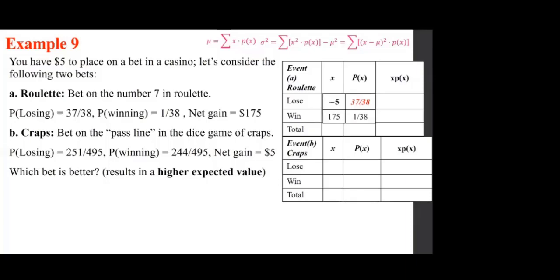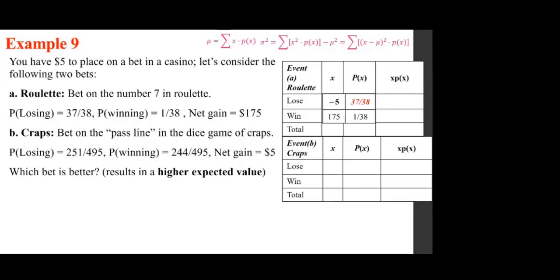That means the $5 that we put in, however much we play, $10, whatever. And the probability is the next column, 37 over 38. You win 175, 1 out of 38.